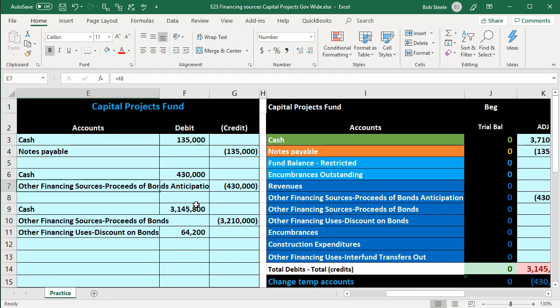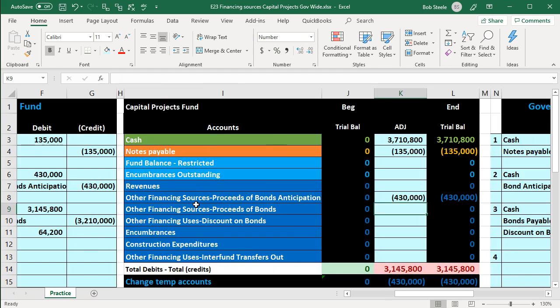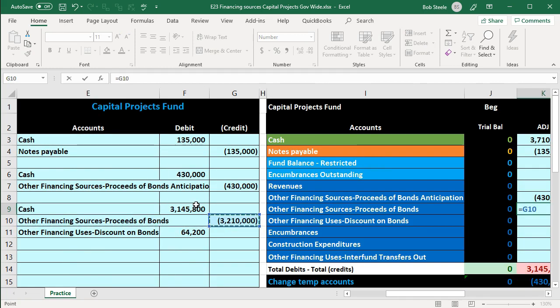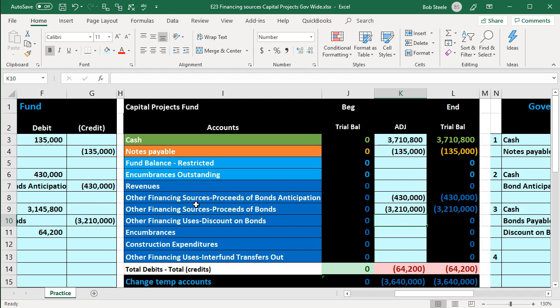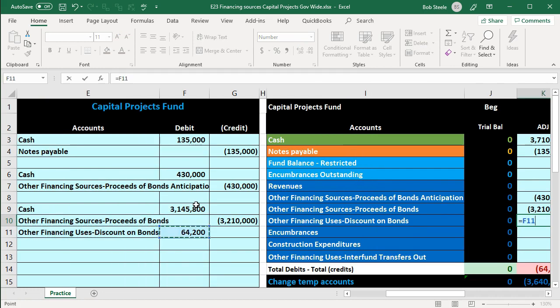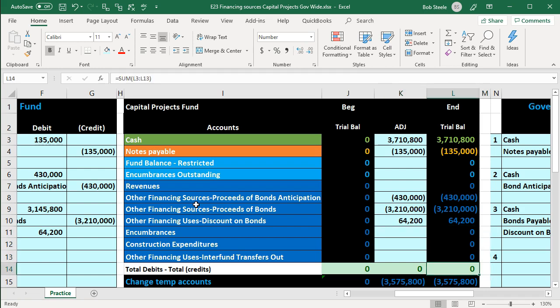And then we have the other financing sources, proceeds on the bond. So here we have the other financing sources, proceeds on the bond. We are in K9, equals, and we will pick up the credit. And then we have the other financing uses, discount on the bonds. So here's the other financing uses, discount on the bonds. We are in K10, equals, and we will pick up the 64,200, and that puts us back in balance.